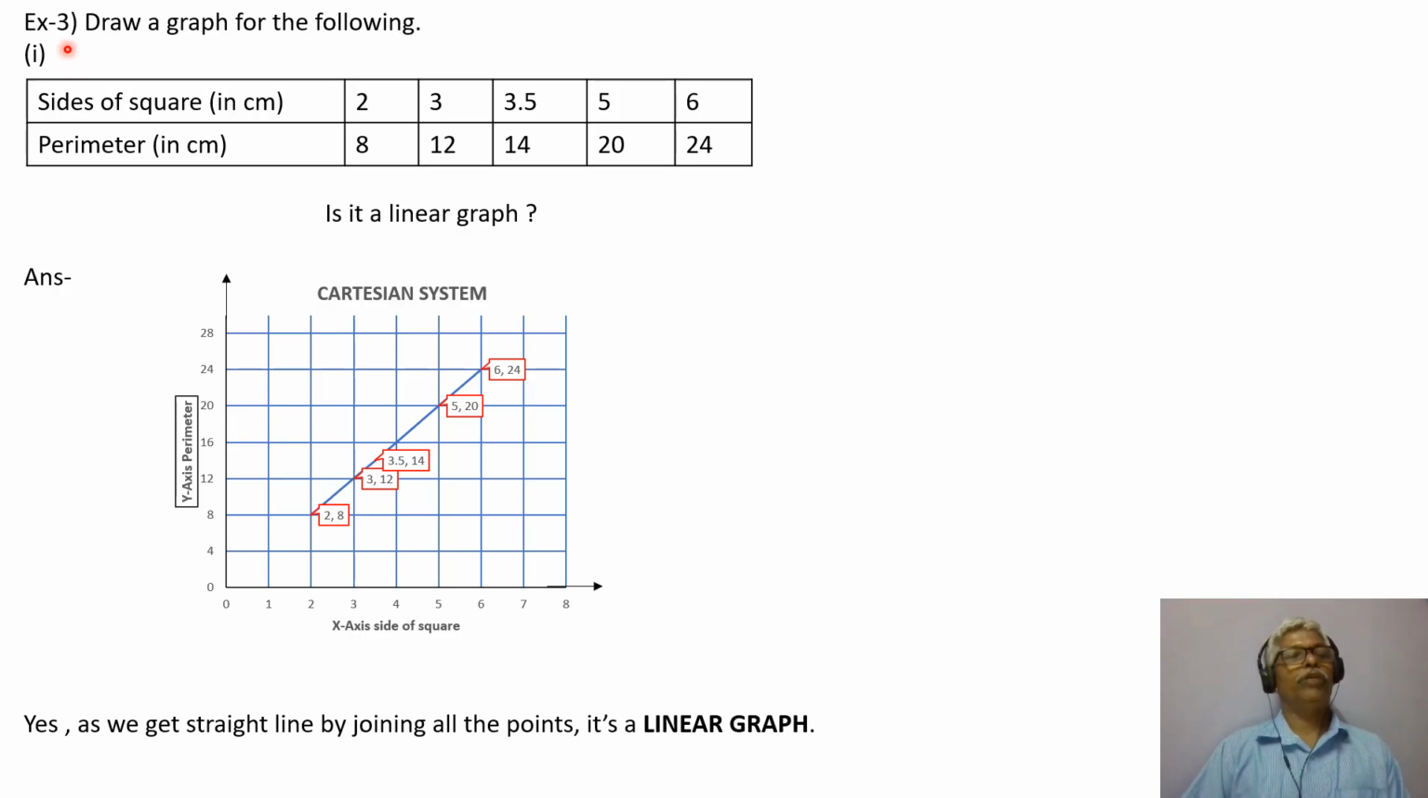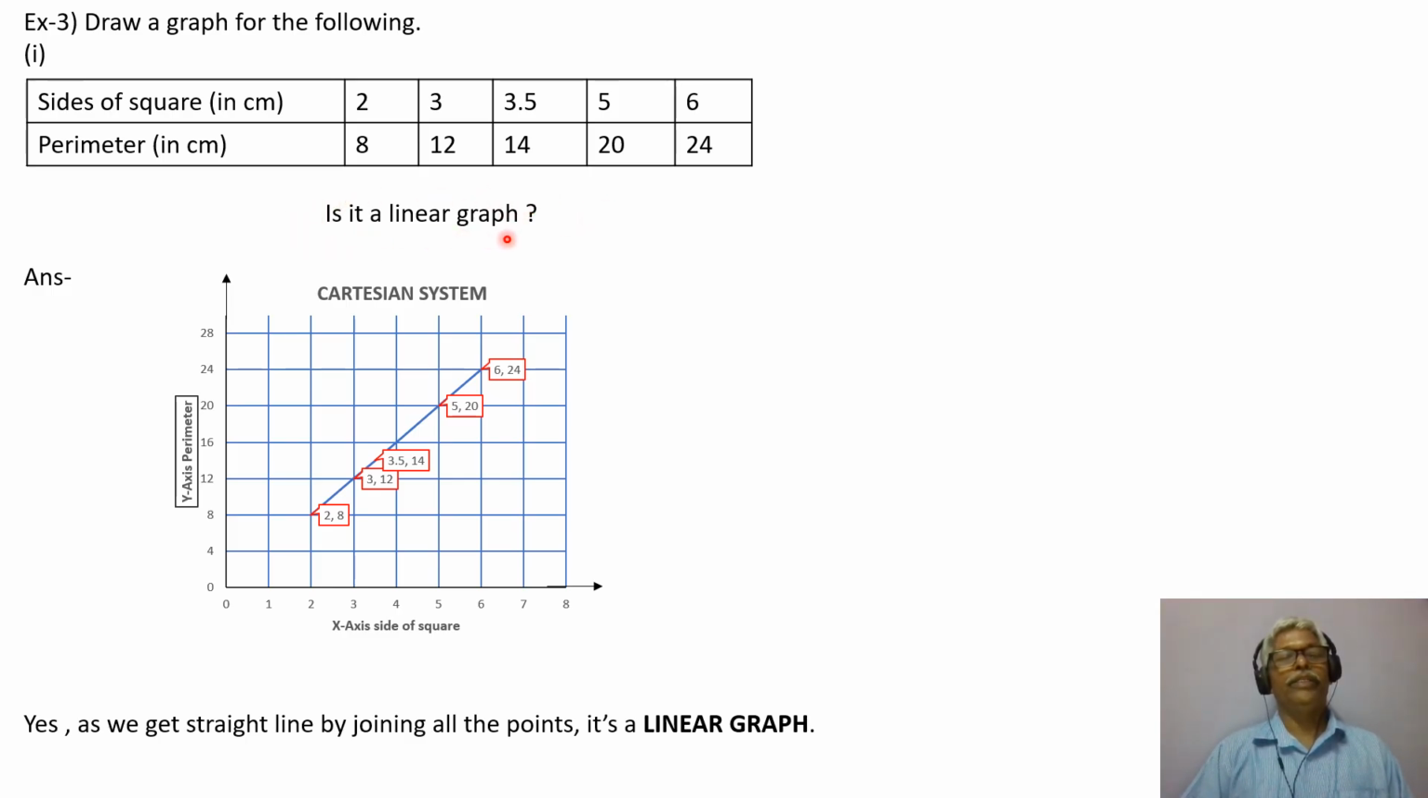Exercise number 3, the third one. Draw a graph for the following. First one, take this table: sides of square in centimeters and perimeter, again in centimeters. When the side of the square is 2, the perimeter is 8. When the side is 3, the perimeter is 12. 3.5, 14. Side of square is 5, 20, and 6, 24.